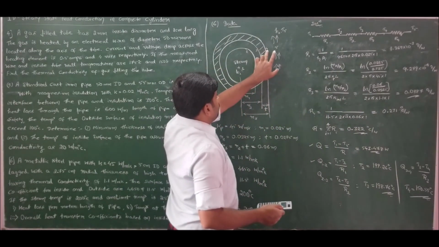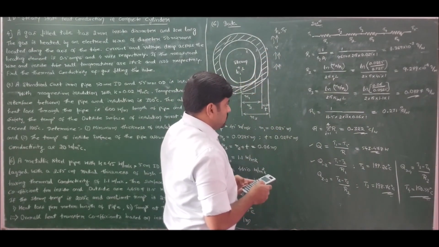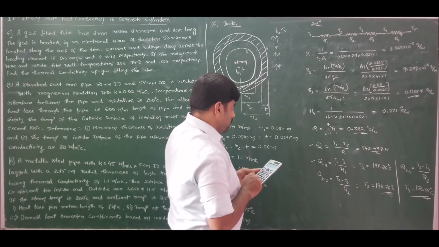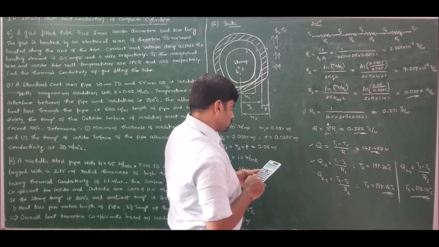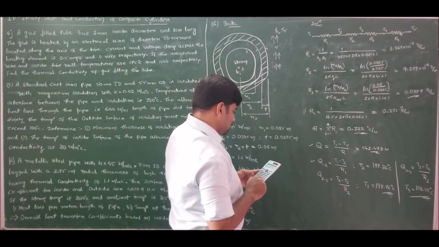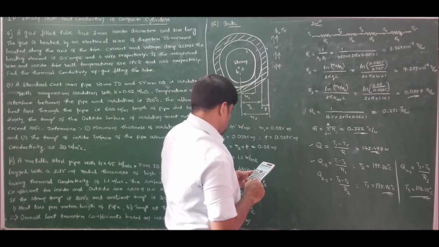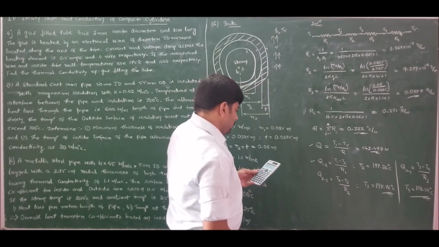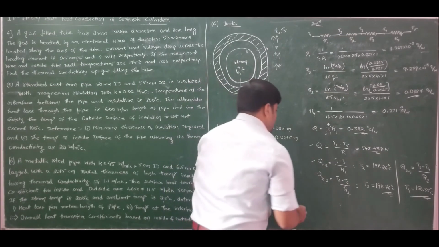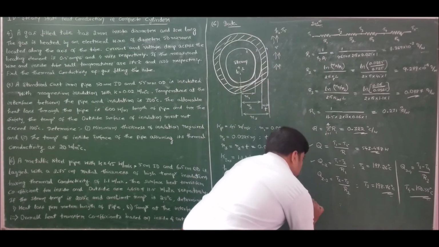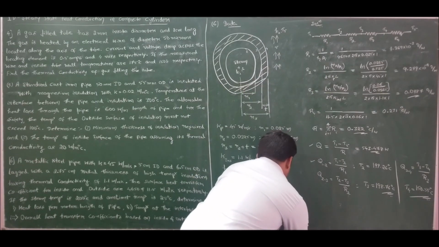By taking Q4 to 5 also you can find the answer. If I do like that, it is 543.478 into R4 is 0.231. So then it will become T4 minus T5, so this answer plus T5. T5 is 25. So 150.55, correct.